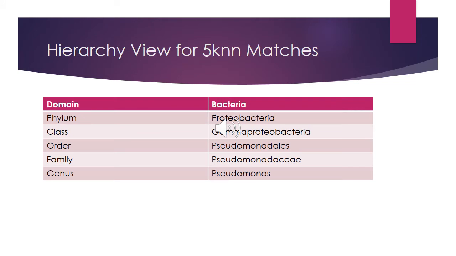And here's the hierarchy view of the matches that I found. The levels are domain, phylum, class, order, family, and genus. For the bacteria, under phylum is Proteobacteria. For the class is Gammaproteobacteria. The order is Pseudomonadales. The family is Pseudomonadaceae, and the genus is Pseudomonas.